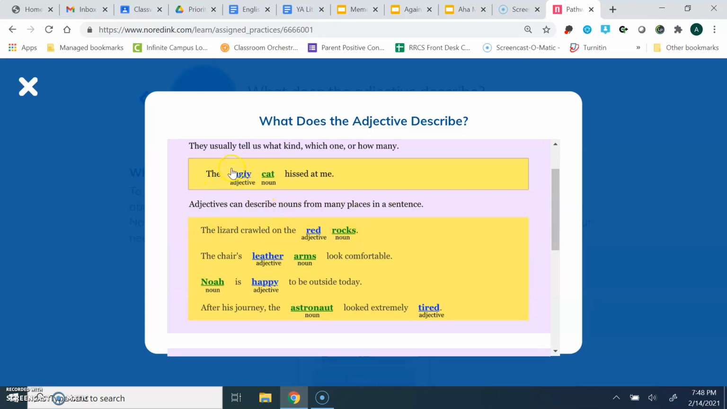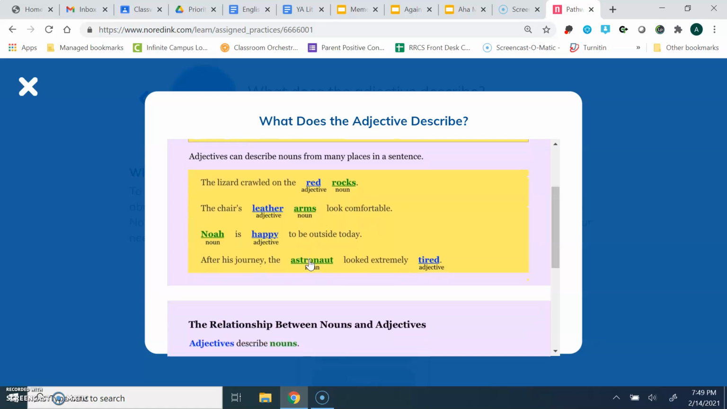So here in the ugly cat example, it's towards the beginning of the sentence. The lizard crawled on the red rocks. We can see that it can be towards the end of the sentence. We still have the adjective right in front of the noun that it describes. Red rocks. Red describes the rocks. It could be in the middle of the sentence. The chair's leather arms look comfortable. So here leather is the adjective describing the noun arms. What kind of arms? Which arms?